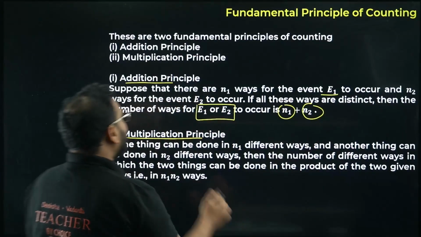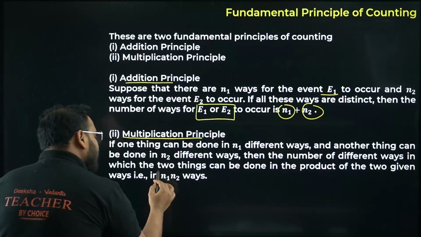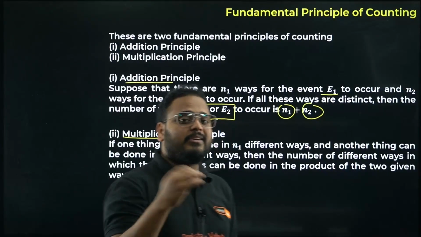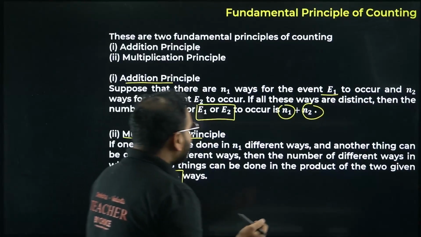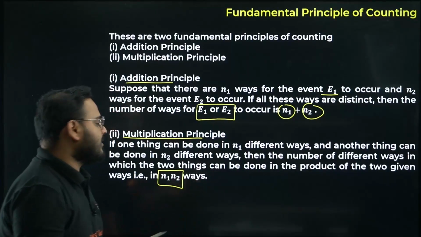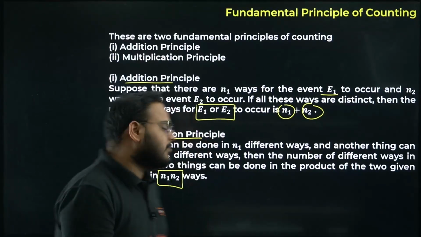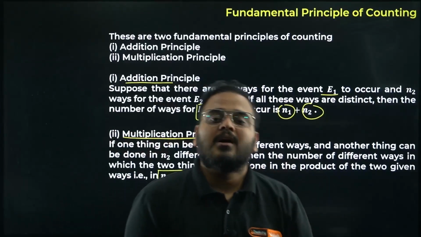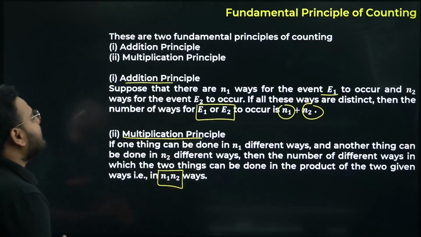Whereas in the case of the multiplication principle, we have to multiply them together, as n1 times n2 for the events E1 and E2. Because we are looking for both events to occur at the same time. That's why we are taking this multiplication over here. It means we cannot take only one event here. It's not optional. We have to take both together. That's why the multiplication is there in the fundamental principle of counting.